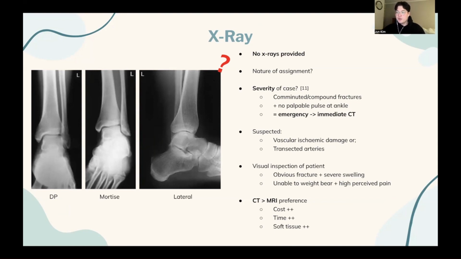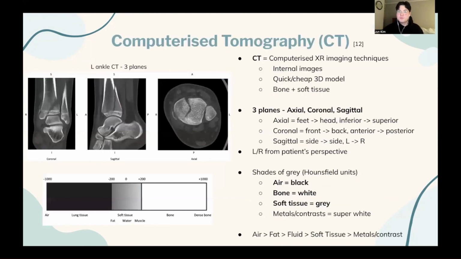Signs of obvious fracture and high perceived pain from the patient may have condoned an immediate CT scan that superseded X-rays for theatre intervention. CT may be preferred over MRI due to cost and time efficiency, as it can also demonstrate soft tissue structures. CT is a computerized X-ray imaging technique to produce internal images of the body. A quick and cheap 3D model is produced showing bone and soft tissue, which can be broken down into 3 planes. Axial images go from the feet to the head.